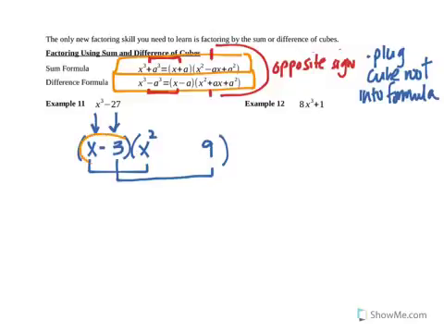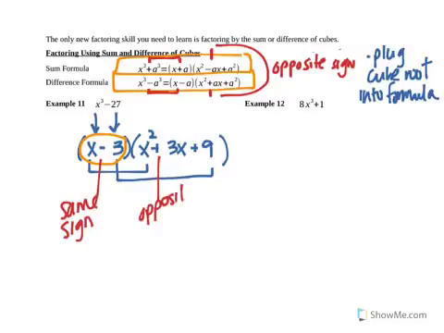Then I'm going to multiply these guys together and use the opposite sign in the middle. Okay? So remember, this one was the same sign. This one's the opposite sign. This was x squared. This was minus 3 squared. And this guy was the product.